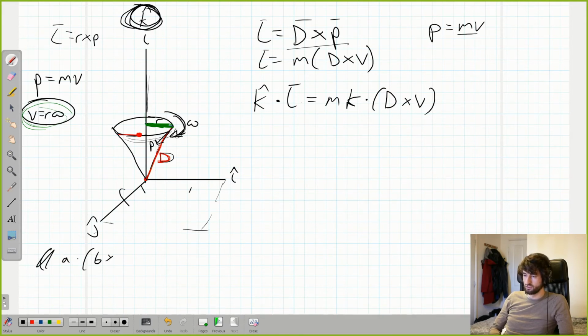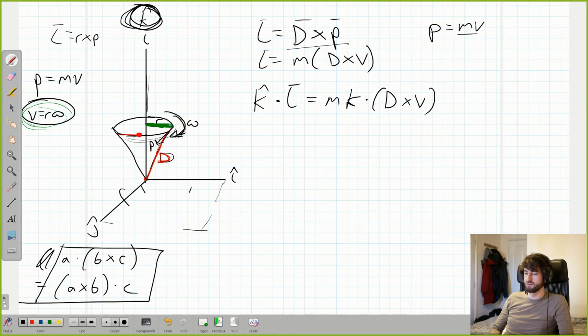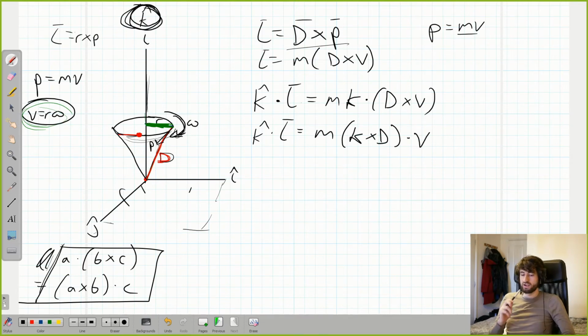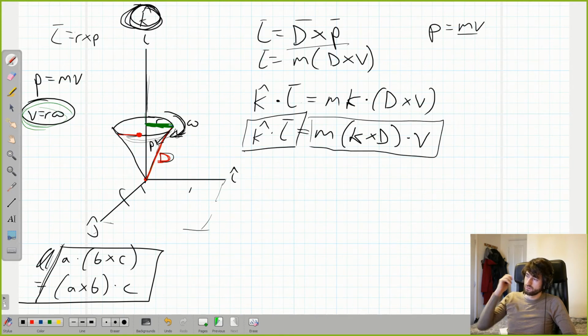Now here's some maths that is just true. A dot B cross C equals A cross B dot C. If you don't believe me, go and work it out yourself. It's not that tough, but that's just a fact of life. So we can say the same thing here. K dot L is equal to MK cross D dot V. So the momentum in the upwards direction is equal to M K cross D dot V.